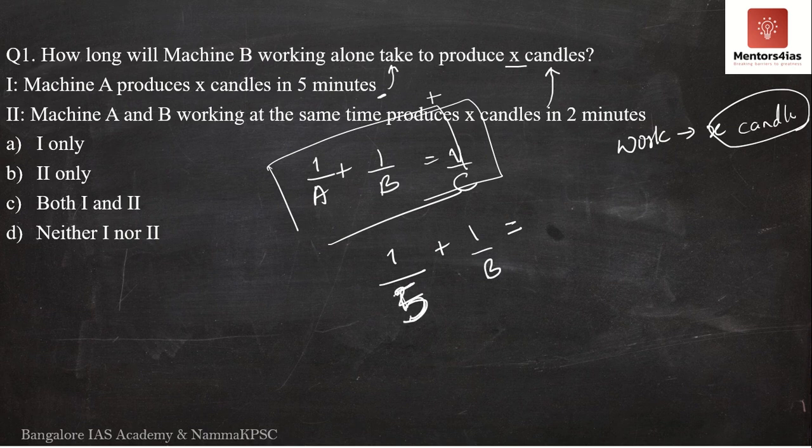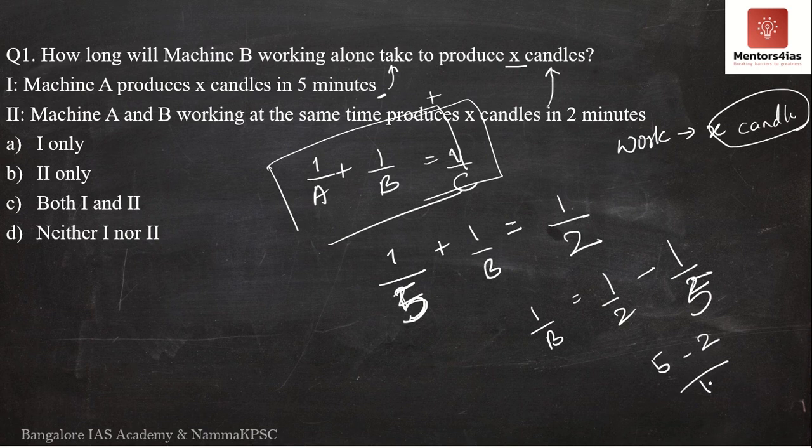So this information I'm taking from the first statement, and here, if both of them are working together, they complete the work, that is, produce X candles in 2 minutes. I am taking this information from the second statement. Now don't you think I should be able to determine it? It is nothing but 1 by 2 minus 1 by 5. I am taking this to the other side over here. So this is nothing but (5 minus 2) by 10. This is nothing but 3 by 10.